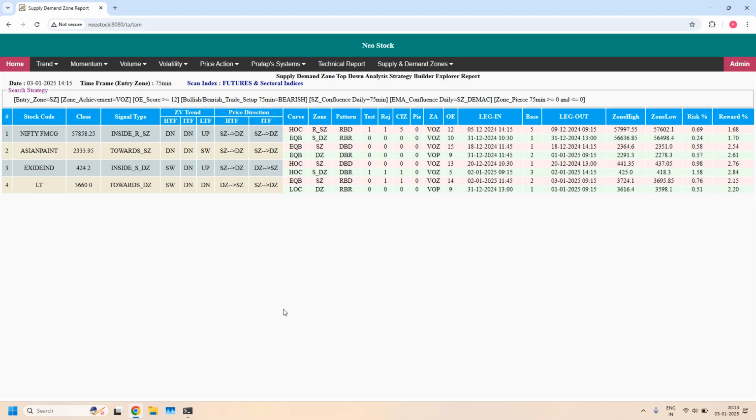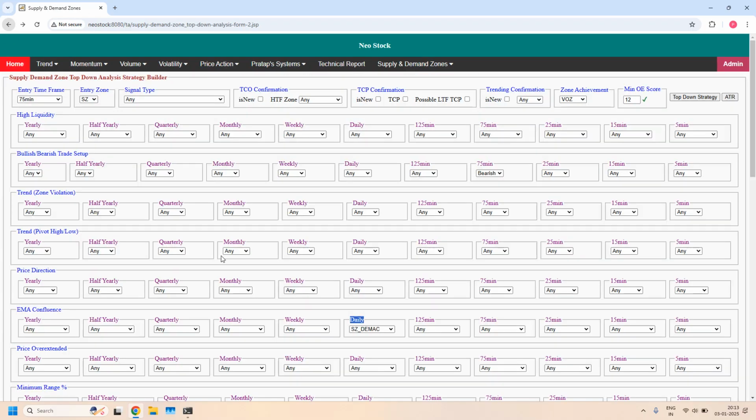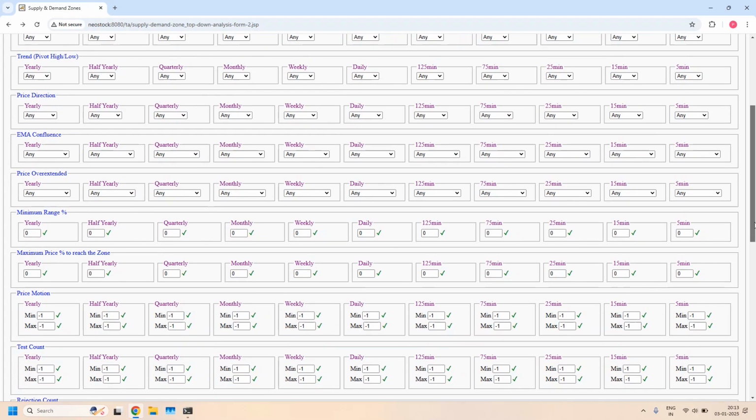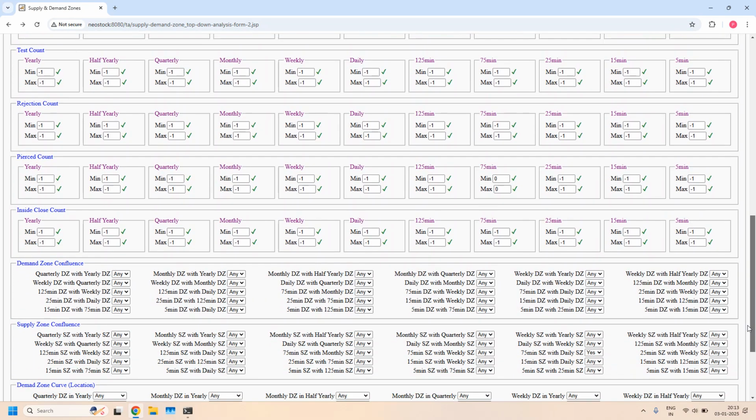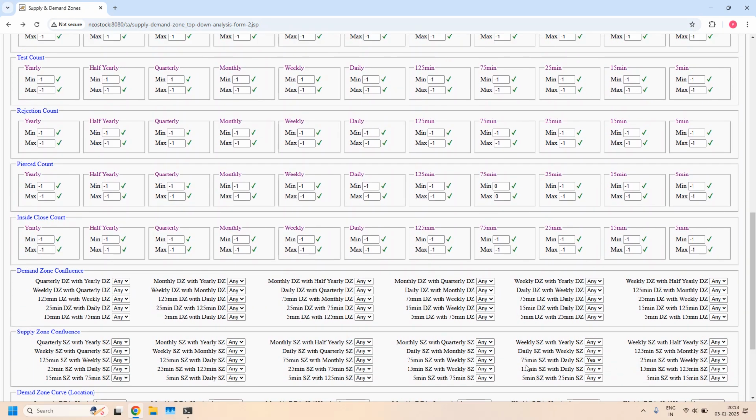Okay, next filter is LTF, ITF and HTF supply zone confluence. So I am removing this EMA filter. In the supply zone confluence, 3 filters we have to set. First filter is already enabled, 75 with daily. Second filter, 75 minutes confluence with weekly supply zone. Daily supply zone confluence with weekly supply zone. This is the third filter.